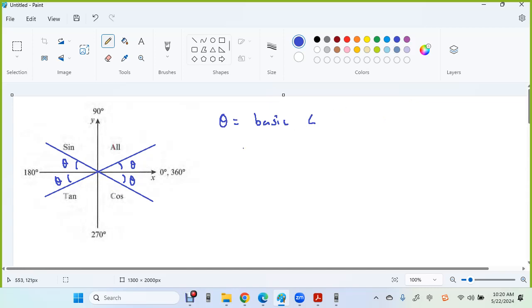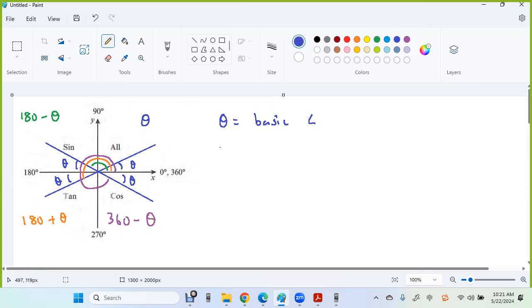So for the first quadrant, it is theta. Then the second quadrant is actually this one, 180 minus theta. And for the third quadrant, from here until this part, 180 plus theta. So this is 180 plus theta. And then we have the fourth quadrant. From here until this part, this is 360 minus theta.